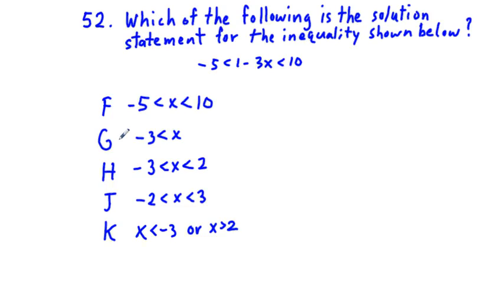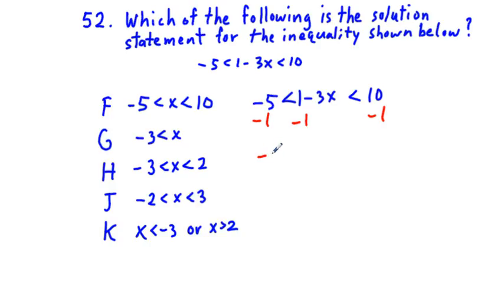52, which of the following is the solution statement for the inequality shown below? So I'm going to rewrite this to give myself a little more room here in the middle. So -5 is less than 1 minus 3x, which is less than 10. It's kind of like an equation, except with these inequalities you consider 3 sides. So we're going to solve for the middle here, and to do that we're going to subtract 1 from each of the 3 sides.